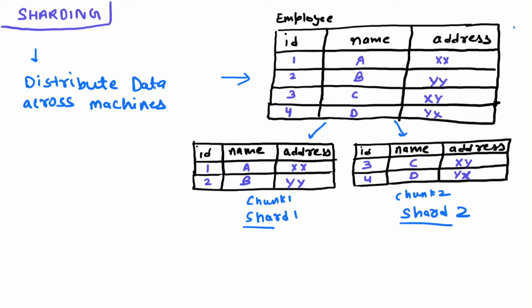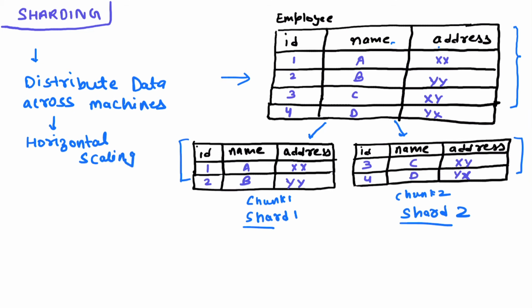Let me explain with the help of an example. Let's say this is an employee table where you have 4 IDs, employee ID 1, 2, 3, 4, and you have the respective employee names and employee addresses. Using the concept of sharding, you can have 2 employee records on shard 1 and the other 2 employee records on shard 2. And as I mentioned, these shards can be on different machines also. So it helps you to make your database horizontally scalable. It helps you to achieve horizontal scaling within your database.